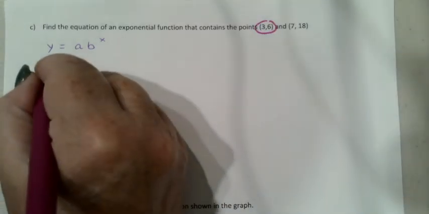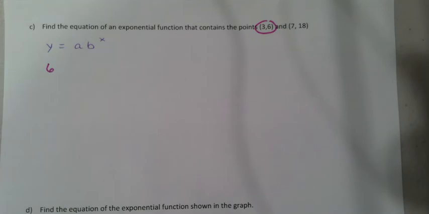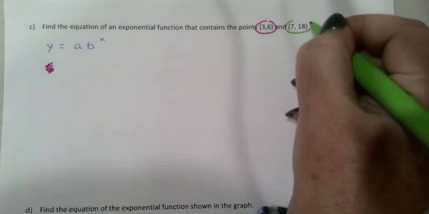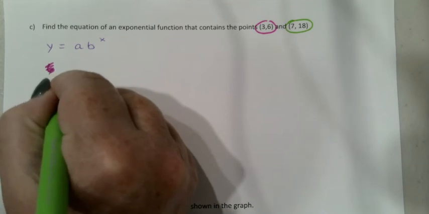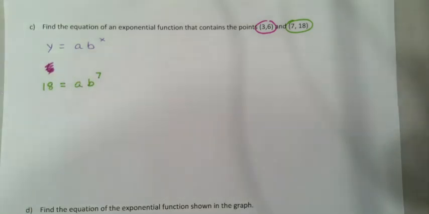I'm going to start with this one. Y is 6. Actually, you know what? I'm going to do the other one first. It doesn't really matter, but I'll show you why. I'm going to plug this one in first. Y is 18 equals a times b to the 7th power for x.